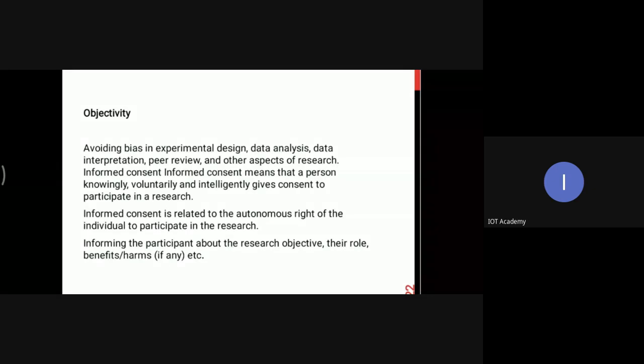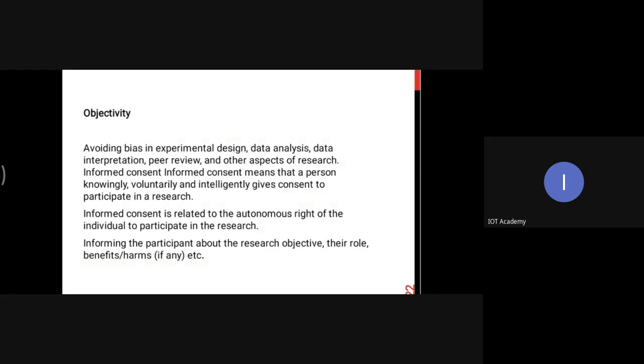We have to be very judicious in deciding what is right, what is wrong, which data to include, which not to include, and so on and so forth. And of course, people have an autonomous right, whether they agree to be a participant in the research or whether they do not agree to participate in the research.